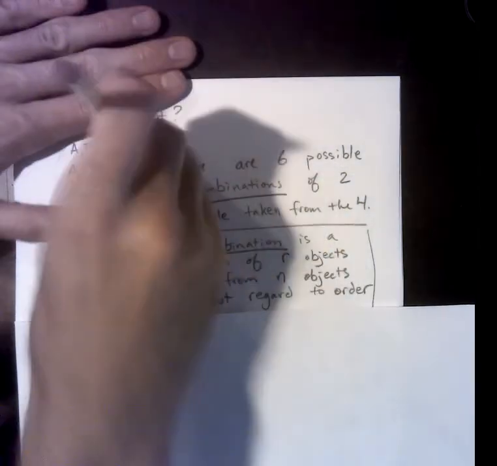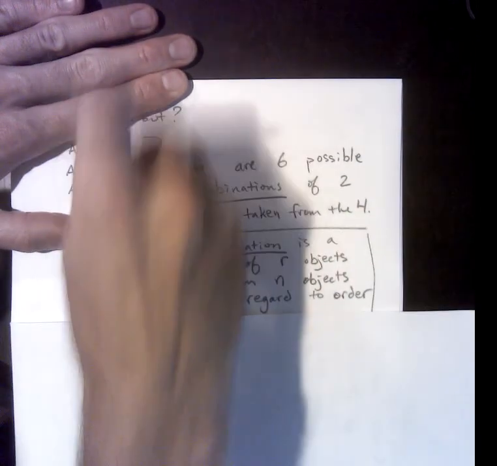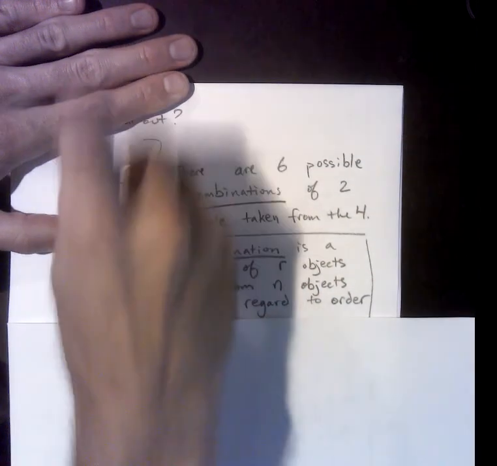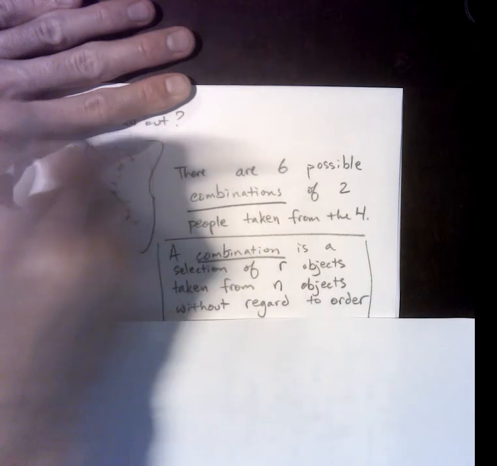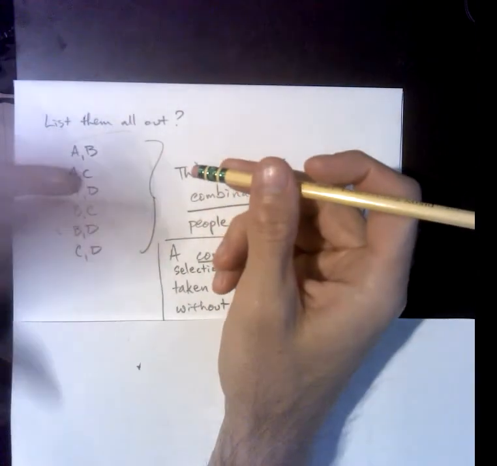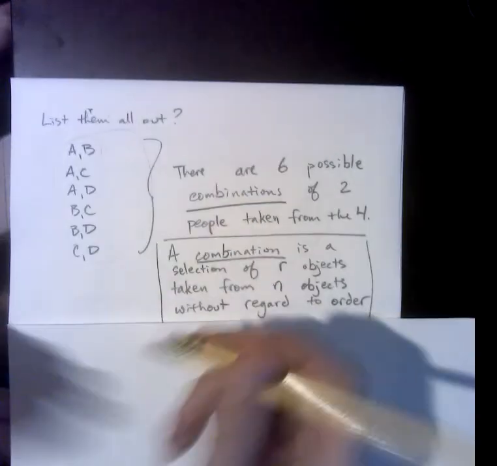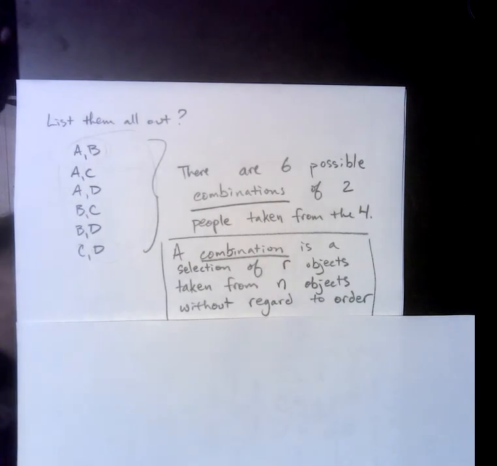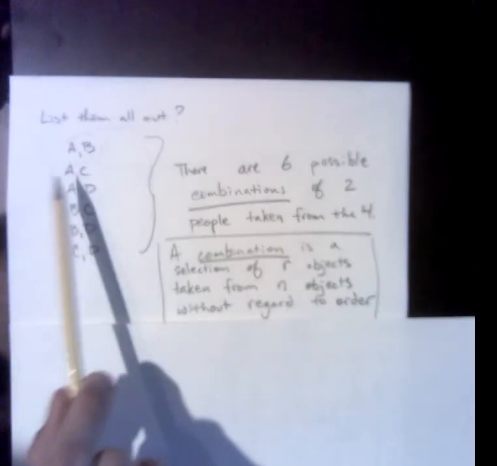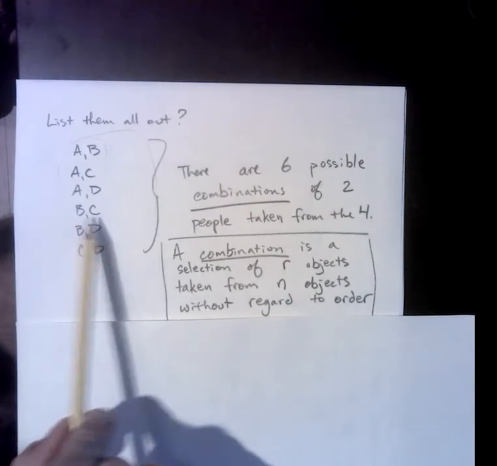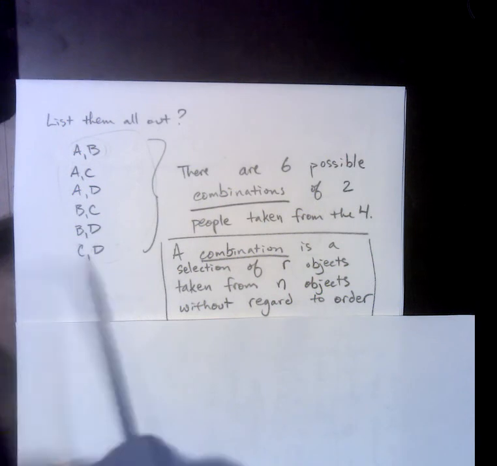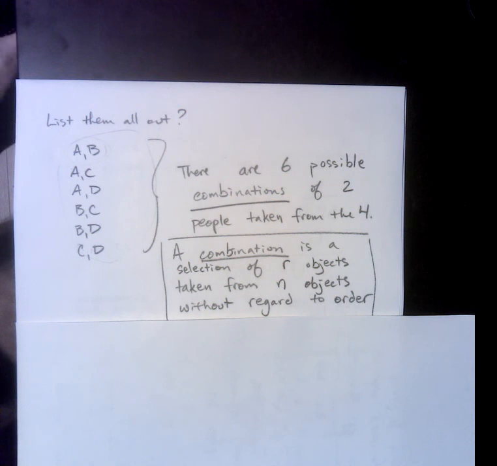Let me get rid of this for a minute. So here's the list. There are 6 different possible selections: Alice and Bob, Alice and Carlos, Alice and Dorothy, Bob and Carlos, Bob and Dorothy, or Carlos and Dorothy. This problem wasn't so bad, so we could just list out all the possible combinations and count it that way.